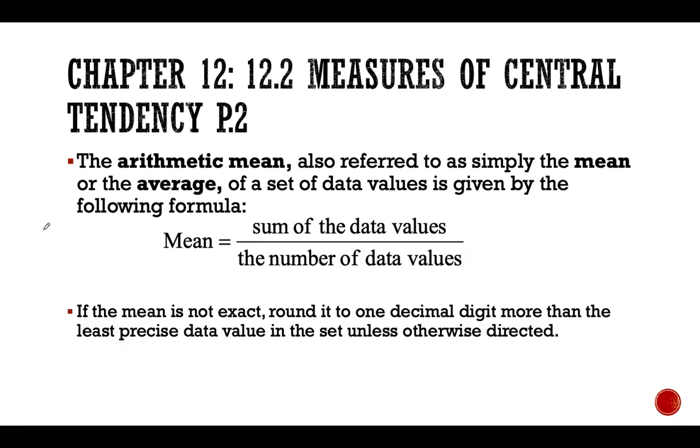The arithmetic mean is also referred to as simply the mean or the average. We determine the mean by taking the sum of all the data values and dividing it by the number of data values. If the mean is not an exact number, we round it to one decimal digit more than the least precise data value in the set unless otherwise indicated. So that means if our data is given to us with one decimal point, then we want to report the answer to 2 decimal points.